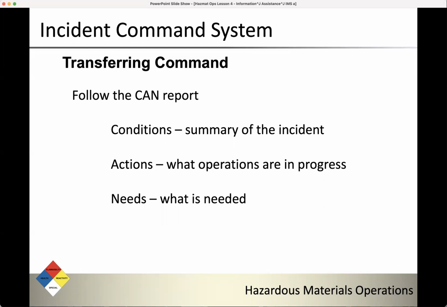Actions. So right now we are creating a dike surrounding the spill in order to keep it from entering the waterway, the creek. What do we need? We need a remediation company to come pick up the material. We need a tow truck to come right the truck and move it off site. What do you got? What are you doing? What do you need? That's it. That's transfer of command.